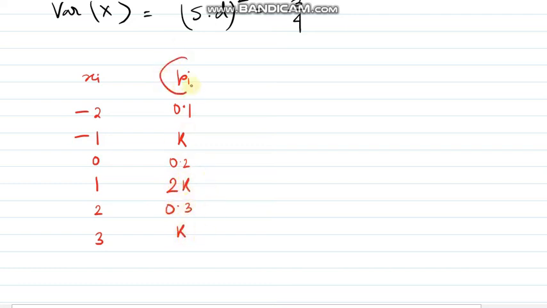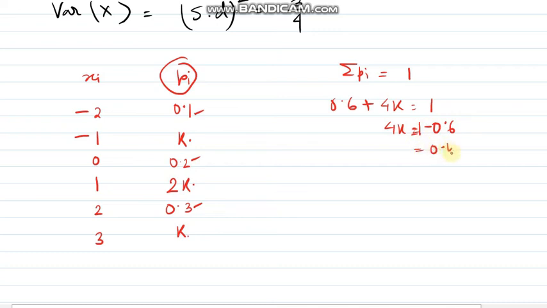What will be the sum of pi? Sum of pi we know will always be equal to 1. So if I add them, I will get 0.1, 0.3, 0.6. So 0.6 plus k, 3k, 4k, plus 4k is equal to 1. So 4k equals 1 minus 0.6, that is 0.4. So k is equal to 0.1. As we got k equals 0.1, this will be 0.1, this will be 0.2, and this will be 0.1.